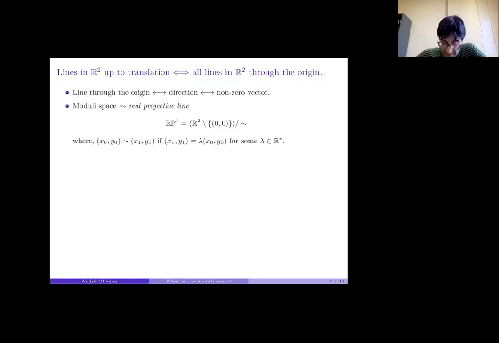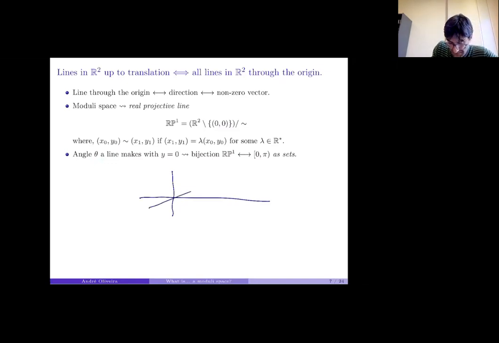Let's now take a slightly different approach. I could think of a line through the origin as completely determined by the angle that line makes with the x-axis. So there is a bijection between this moduli space and the interval zero to pi, because I want to vary theta from zero to pi, open at pi. Okay, but this is a bijection. So why don't we say that this is the moduli space, zero to pi?